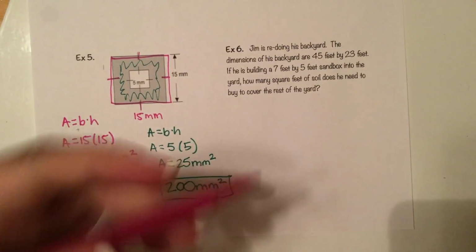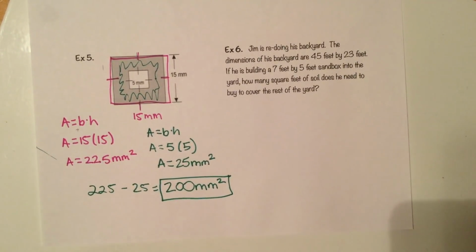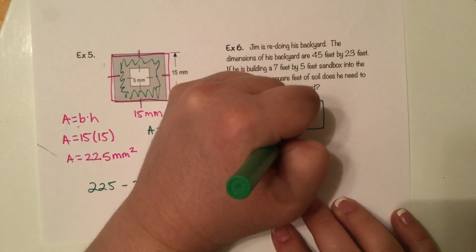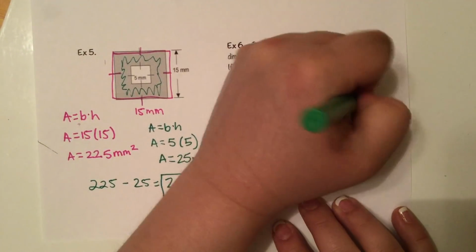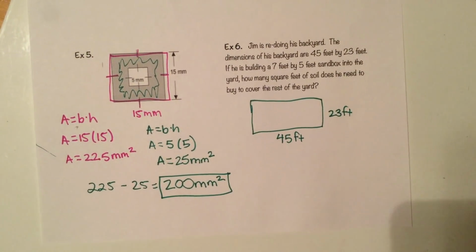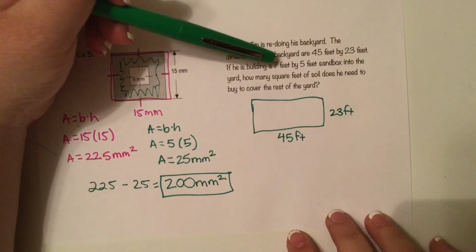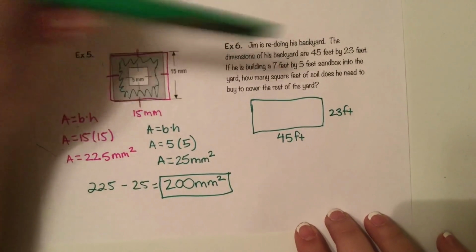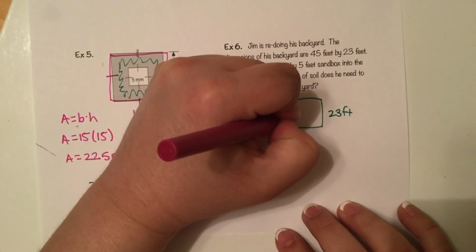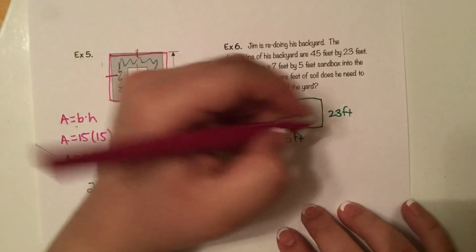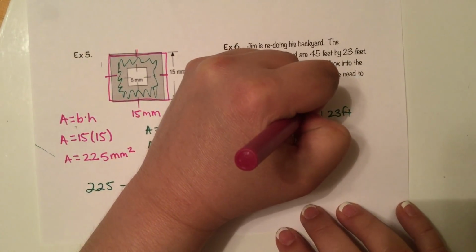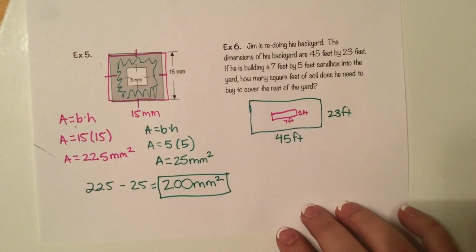So I'm going to go ahead and draw that. I'm going to draw that in green because backyards are usually green. 45 feet by 23 feet. Okay, now if he's building a 7 feet by 5 feet sandbox in the yard, so let's just say that this 7 by 5 foot sandbox is in here. This is 7 feet, this is 5 feet. Okay.